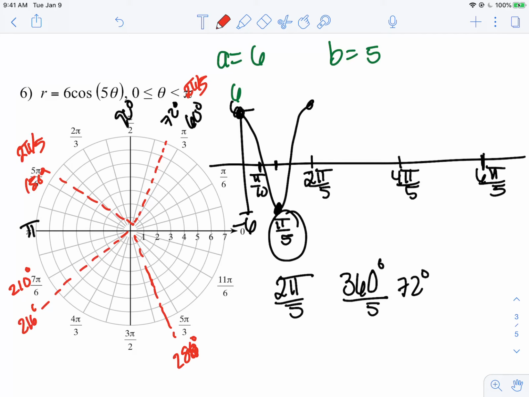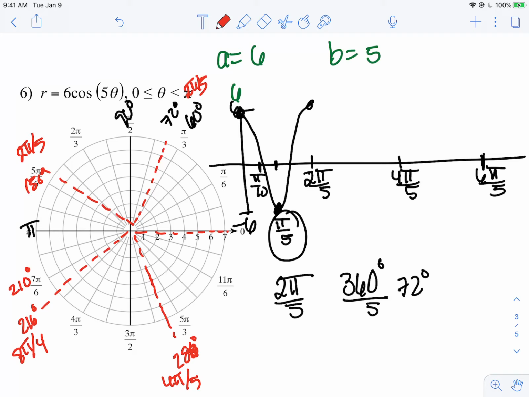So this was 216. And in radians, we're just going by pi over 5. So pi over 5, 2 pi over 5, 3 pi over 5, this is 4 pi over 5. And then 5 pi over 5 is somewhere over here. Plus 72, we're back at 360.